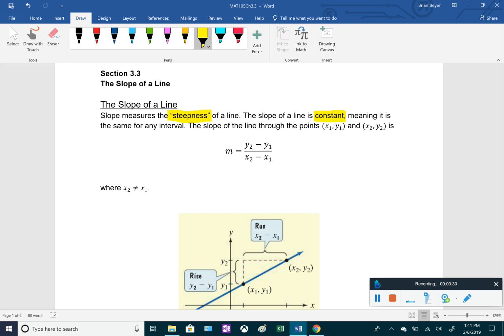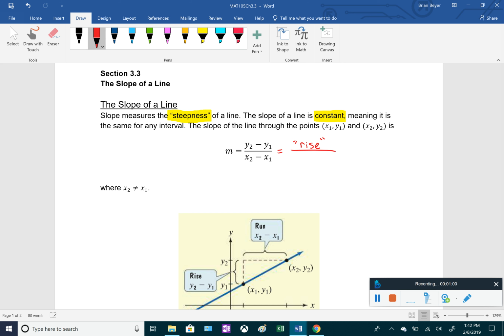So here's the slope formula. The slope of the line through the two points, we'll call them x1 comma y1 and x2 comma y2, is going to be m equals y2 minus y1 divided by x2 minus x1. So that is the change in the y coordinates over the change in the x coordinates. This is what we call rise over run.